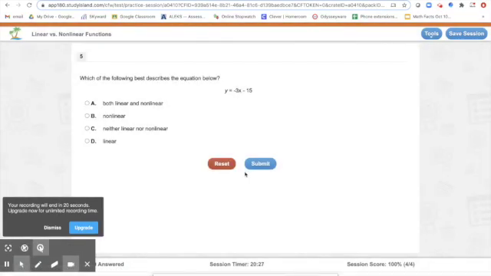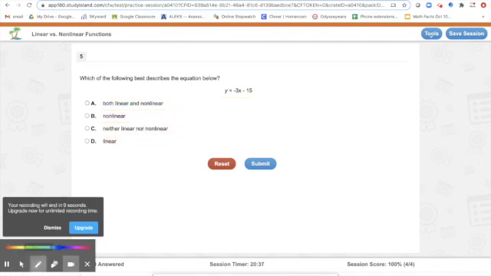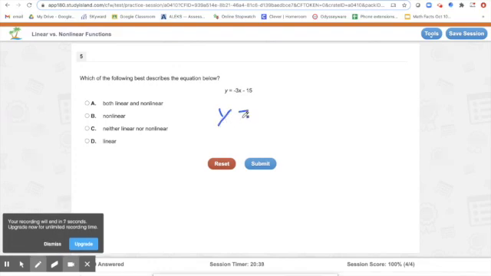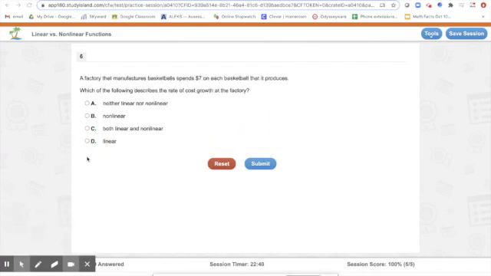All right, next question. Which of the following best describes the equation below? It's linear. And the easy reason for that, it matches y equals mx plus b, which we talked about a lot last week. So linear. So next question, a factory that manufactures basketballs spends $7 on each basketball that it produces. Is this linear or nonlinear?